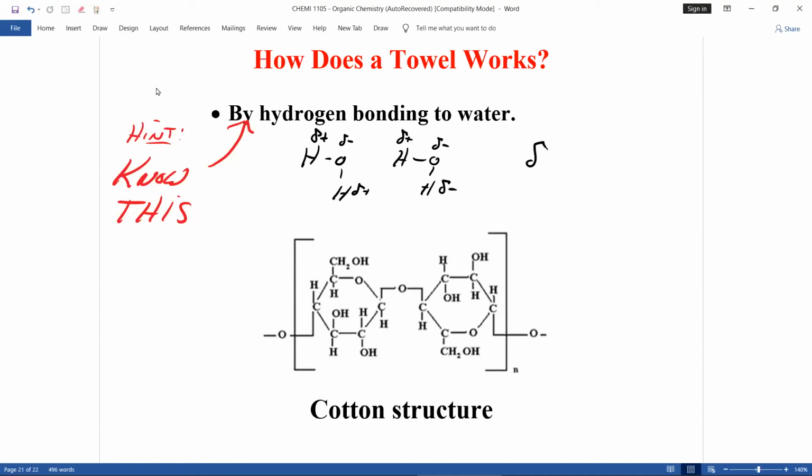This means slight or little, and delta means this is a small case. So here you have a slight negative charge, here you have a slight positive, and they attract, and we call this force a hydrogen bond.